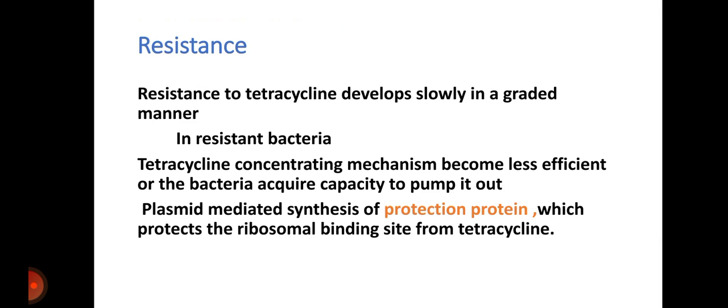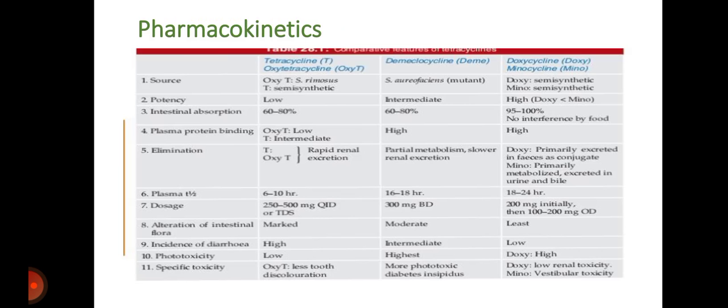Let's discuss the pharmacokinetics. Sources. Tetracycline is a semi-synthetic drug, and oxytetracycline is obtained from Streptomyces rimosus. Demeclocycline is obtained from Streptomyces aureofaciens, and doxycycline and minocycline are semi-synthetic forms. Potency. Tetracycline and oxytetracycline have low potency. Demeclocycline has intermediate potency. Doxycycline and minocycline have high potency.